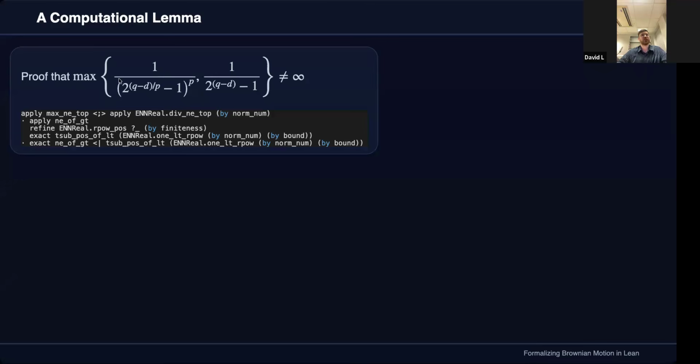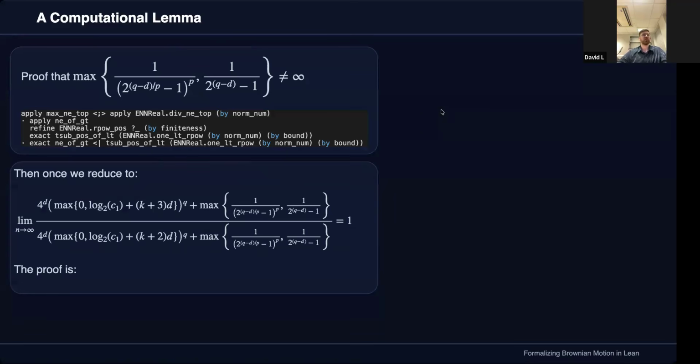It would be very nice if we can get tactics to the point where you can just do this in one go, as opposed to having to do this, because doing this once is not so bad, but you have to do this many times. So I did several pre-processing lemmas, not just that one, and then we reduce it to this.